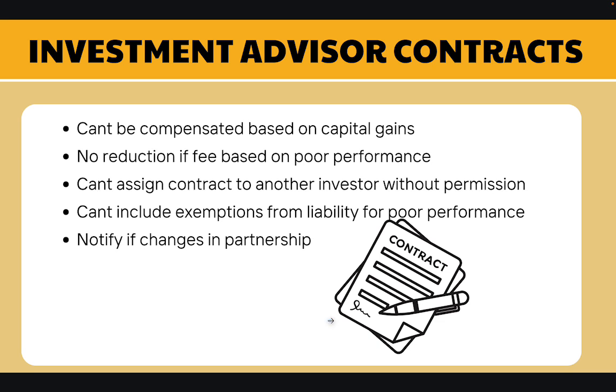Investment advisor contracts. You can't be compensated based on capital gains. There's no reduction if the fee is based on poor performance. You can't assign the contract to another investor without permission. You can't include exemptions from liability for poor performance. And you have to notify if there's a change in partnership.